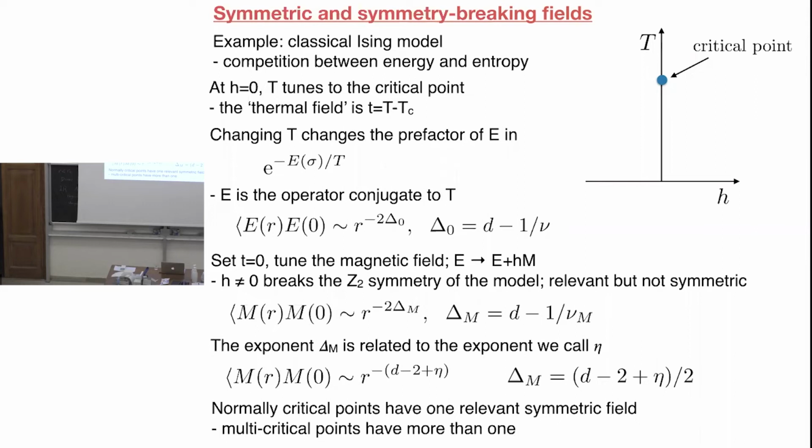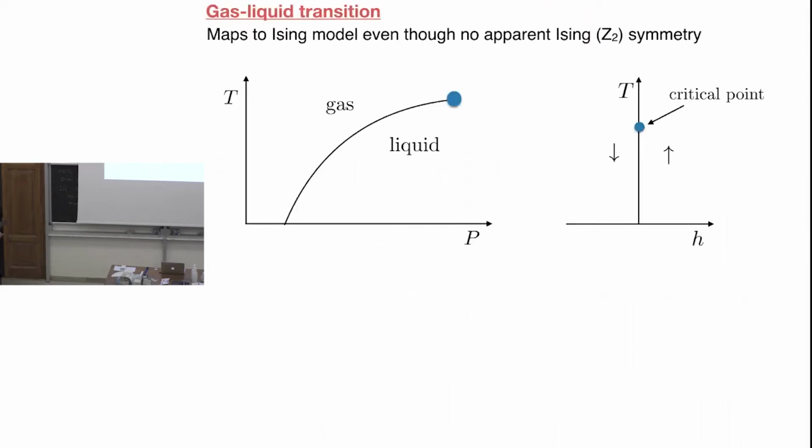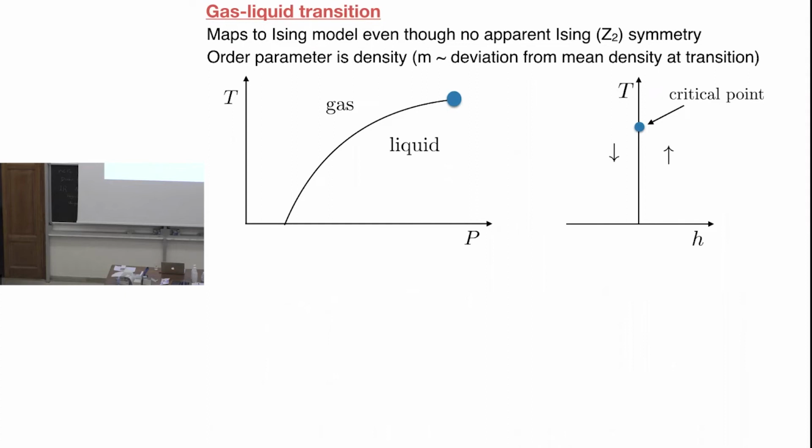And often we also have one or a couple of symmetry breaking fields, right? But we can have multi-critical points, which would have more than one symmetric field. And okay, this is also something that Andy talked about on Monday, so I don't need to spend a lot of time. But we know that the gas liquid critical point is the same as the Ising critical point.